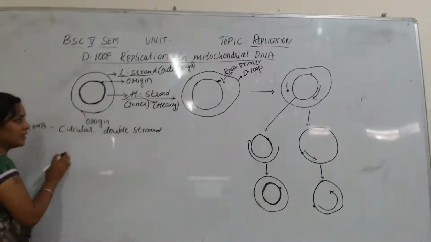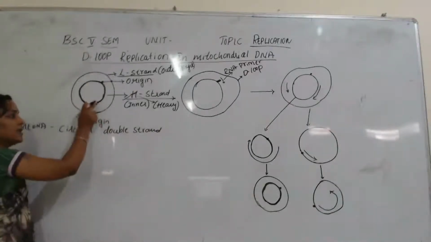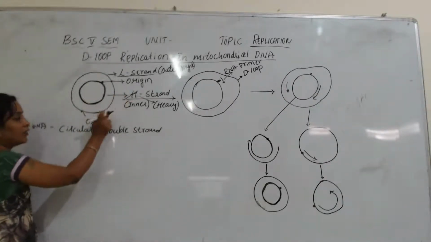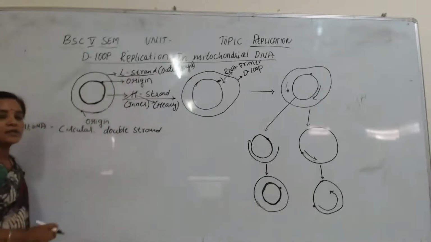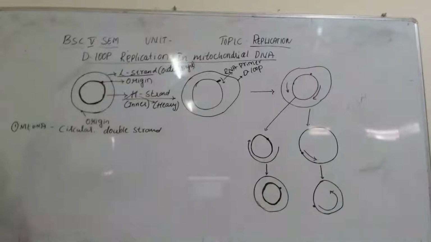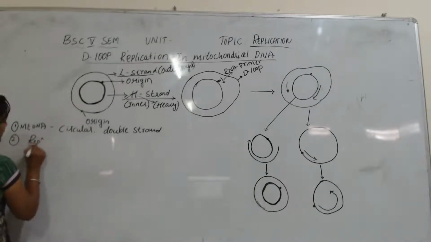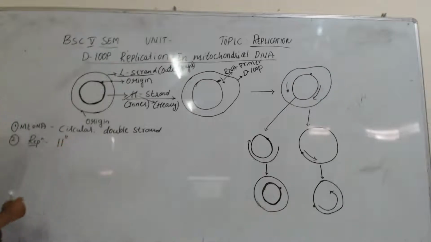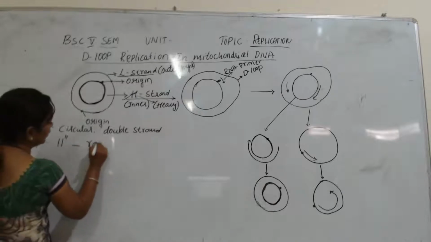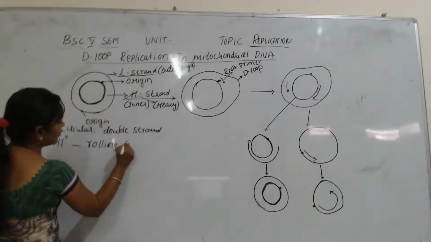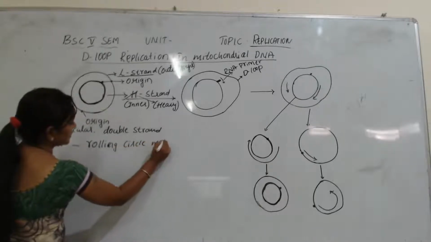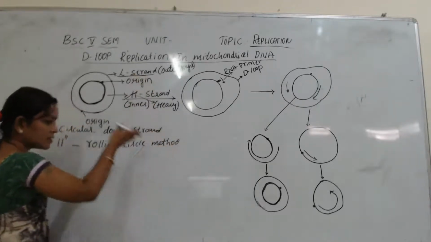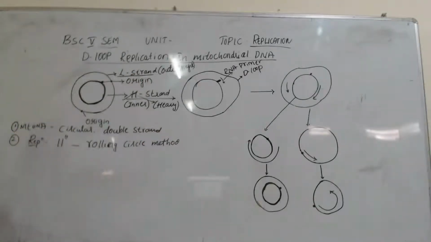Mitochondrial DNA is circular and double stranded. The inner strand is called the H strand. The outer strand is called the L strand. How does the replication take place? The replication is very much similar to the rolling circle method. They will rotate in a circular manner to replicate itself.